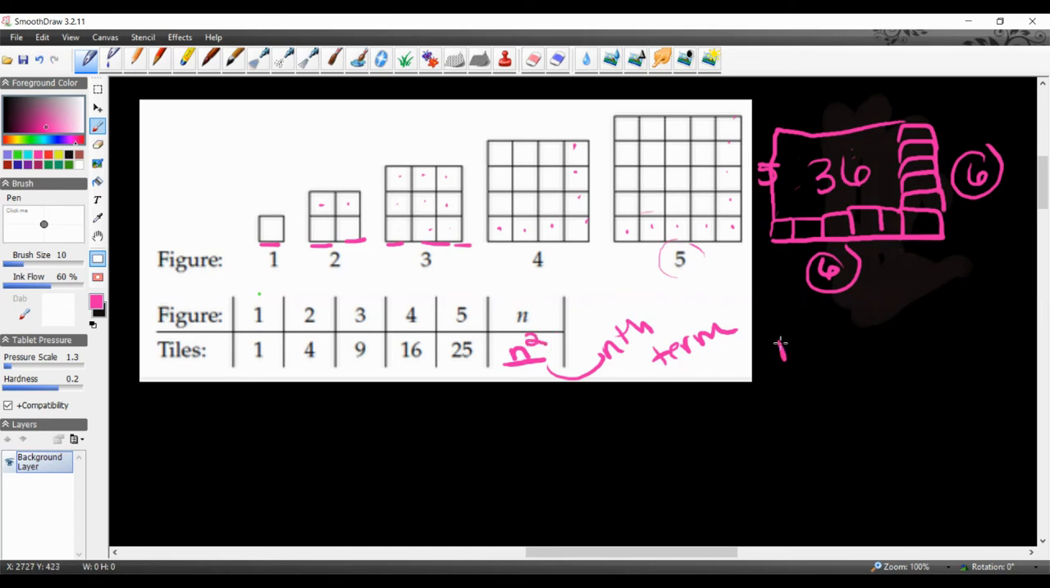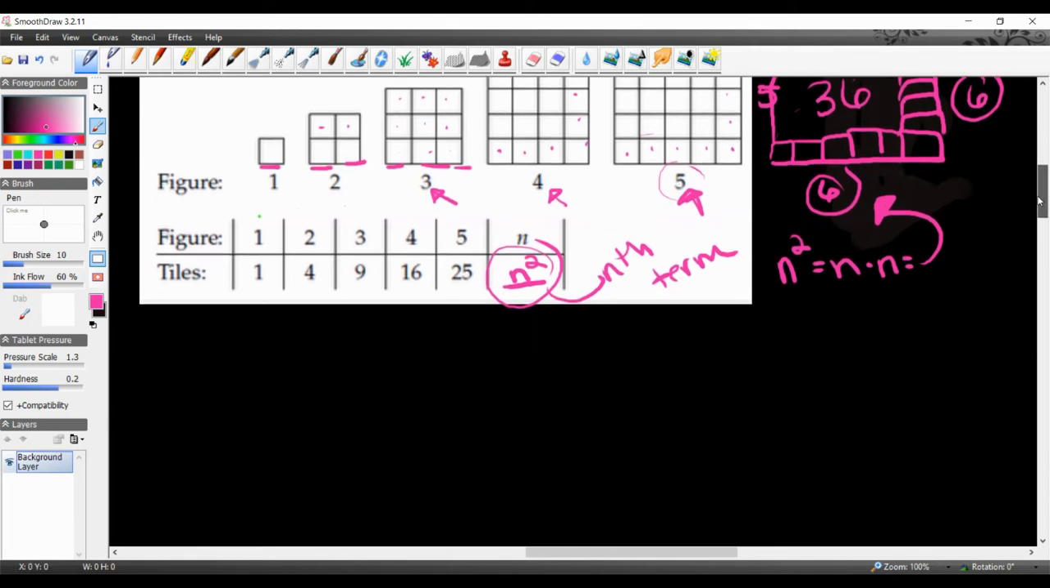Because n squared, remember, is the same as n times n, which is what we're doing here: 6 times 6, 5 times 5, 4 times 4, 3 times 3, and so forth. Okay? So in this case, we just had to figure out the formula using a diagram. Will it always be this simple? Of course not. Sometimes you do have to do a little bit of work to figure out what that formula will be. It just depends on the situation.